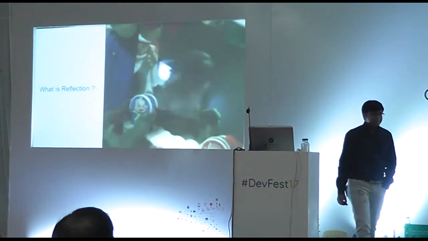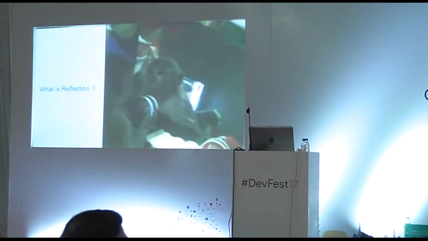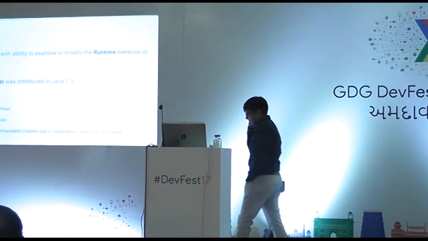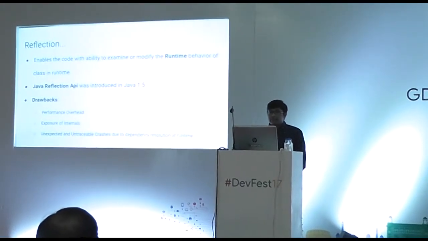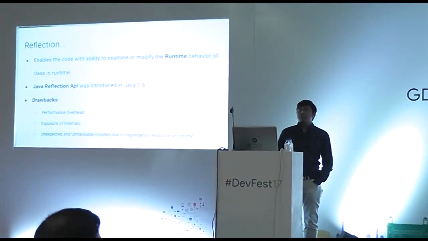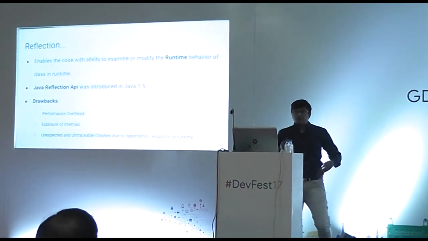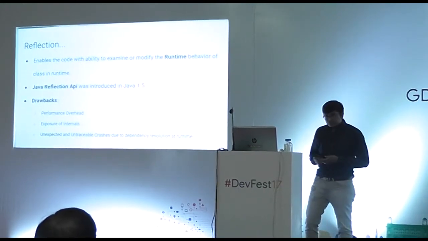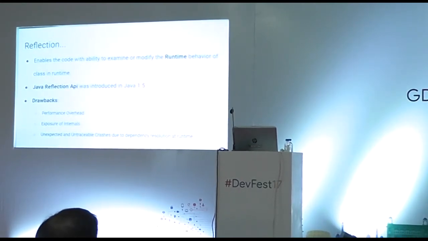So what is reflection? So not this reflection. Reflection, we can say, enables the ability to examine and, moreover, modify the runtime behavior. And the reflection API was introduced in 1.5. Drawbacks were typically performance overheads, because it has to detect some class at runtime and you have to call methods and all. Exposure of internals: even if your field is private, you can read its properties and you can access its values.